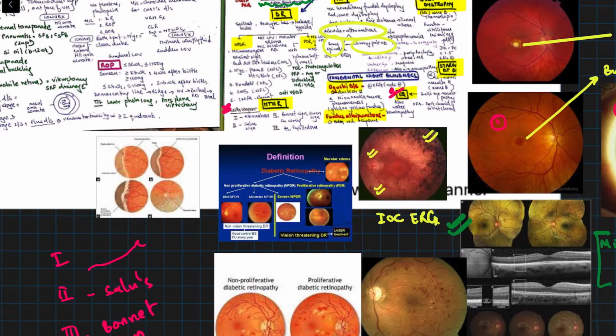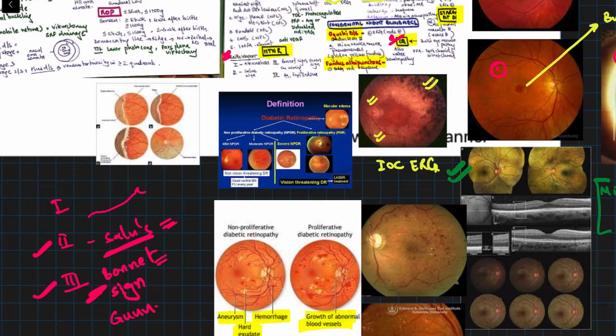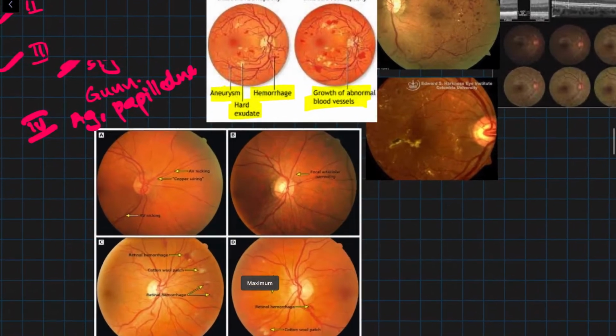Okay, so how to remember this? Salman Khan, right? He hits with a bonnet and he has a gun with him. So first Salman will come, then only gun will come, right? So second is Salus, and third is bonnet sign and gun sign. And here we can also see copper wiring of vessels, and fourth is silver wiring of vessels as well as papilledema. Okay, so let us see the images.